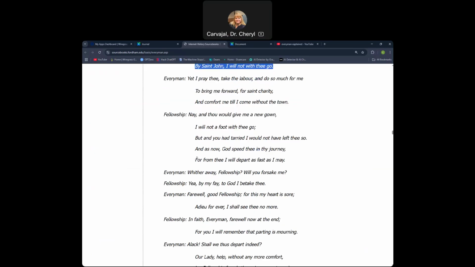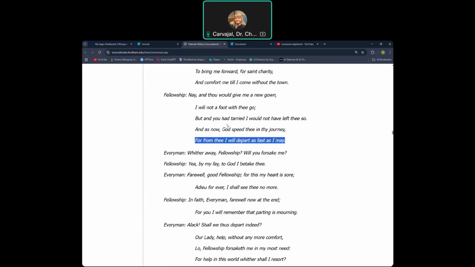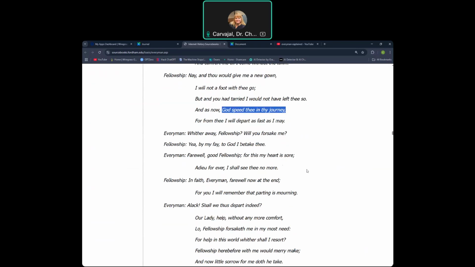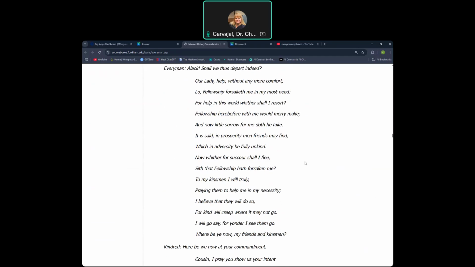And Fellowship even abandons him. He says, "For from thee I will depart as fast as I may, but God speed you on your journey." Like, God bless you, but bye. And he goes, "What? You forsook me?" And he goes, "Yeah, God can have you." And now he's really sad. So Everyman's been abandoned. And he goes, "What am I supposed to do now?"